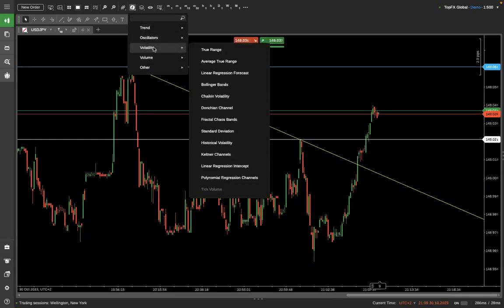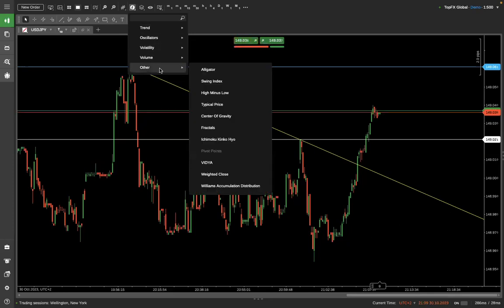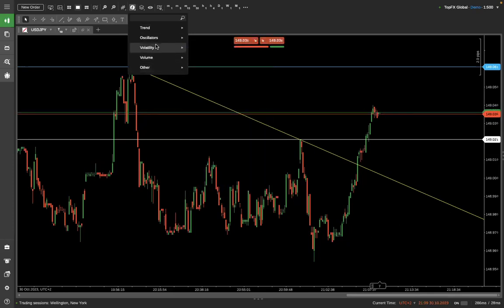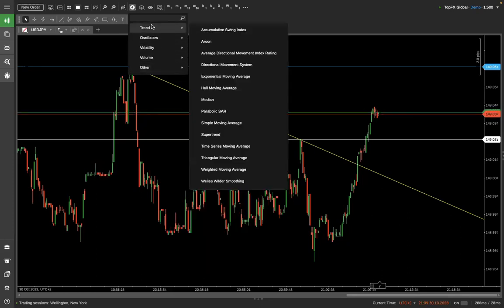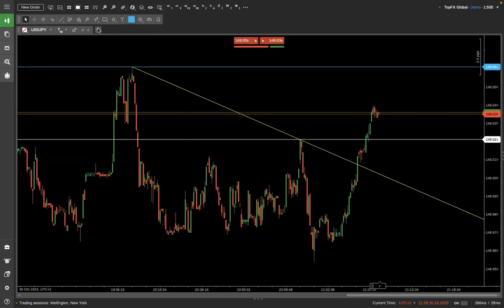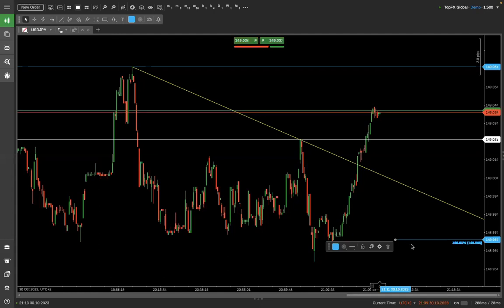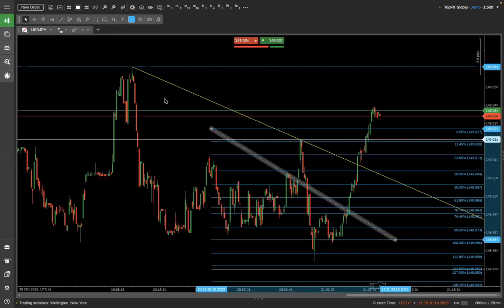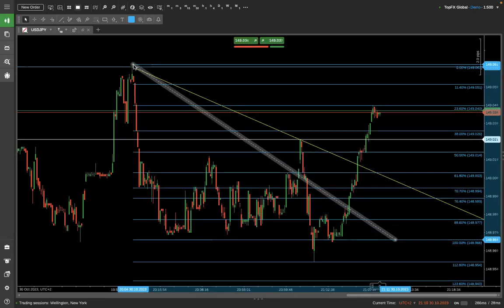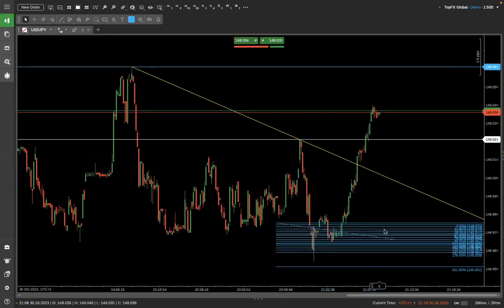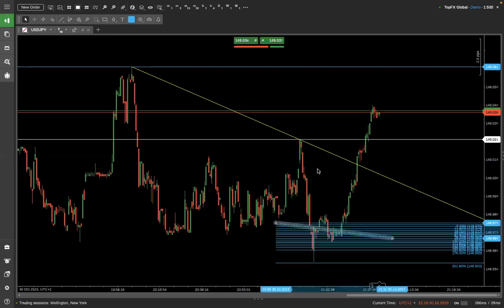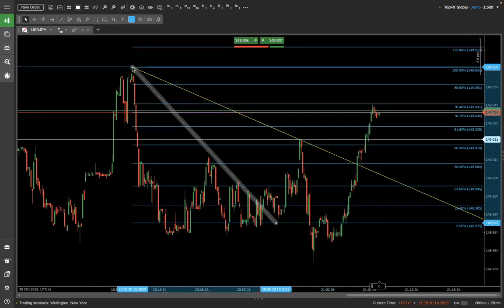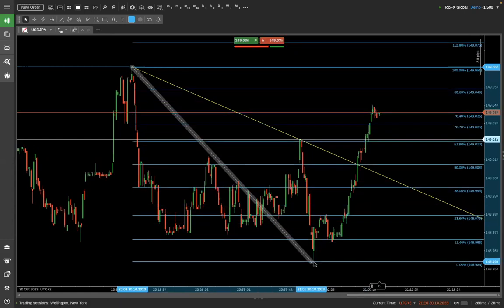Right, so where's my Fibonacci? Ichimoku, volatility, oscillators, trend. Okay, there is a Fibonacci level. There you go. So the Fibonacci can be applied like this without any problem. Again, more and more lines and bars are getting onto your screen right now. However, there is nothing wrong with applying them on the market.